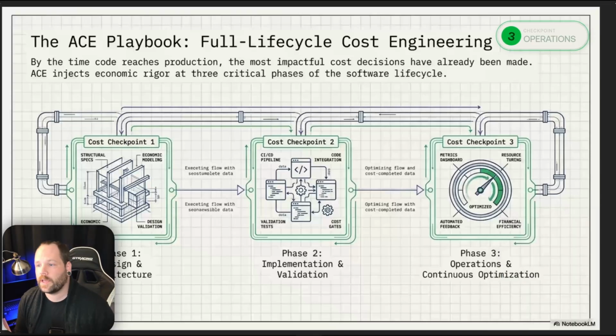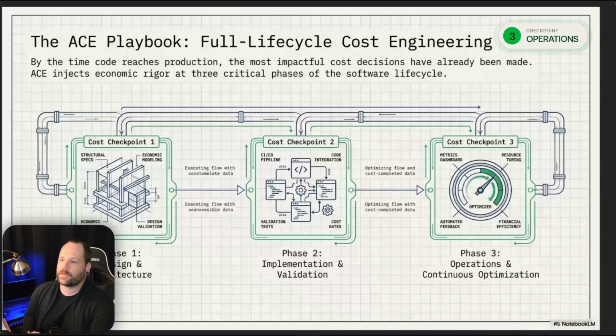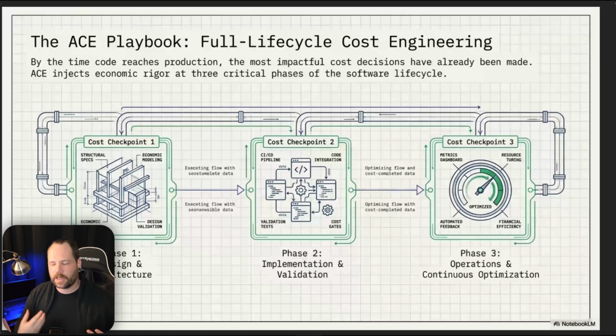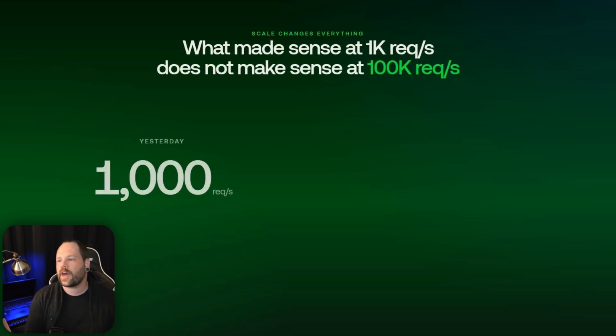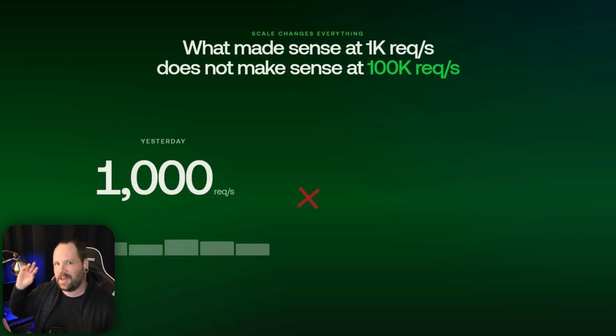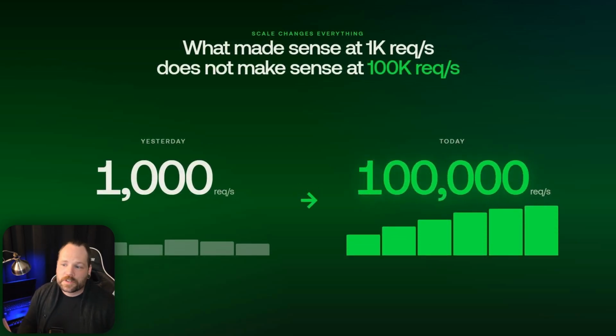And the third checkpoint is operations and continuous optimizations. This is more of an ongoing thing, but it is absolutely essential as well. You need to monitor costs alongside latency and error rates as a continuous signal, right? Not just in the bill. So when anomalies appear, investigate while the code's still fresh. And as scale changes or new products come out, you need to reevaluate, right? What made sense at 1,000 requests per second doesn't make sense at 100,000 requests a second. Or if new services or pricing models come out, it's worth considering those, because they might be better for your service as time goes on.